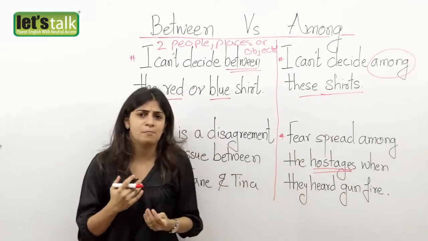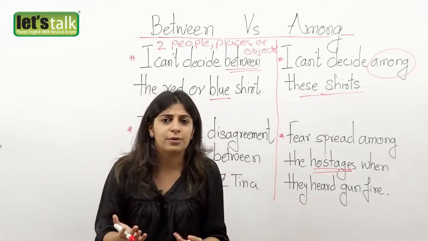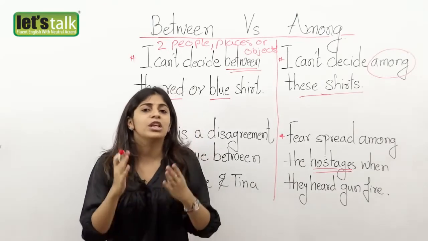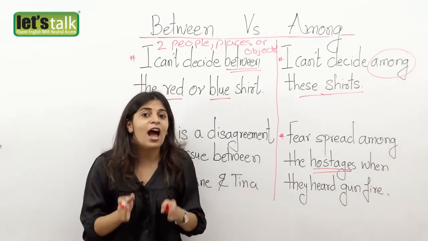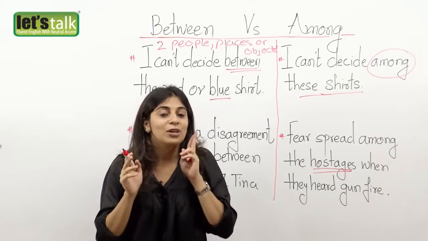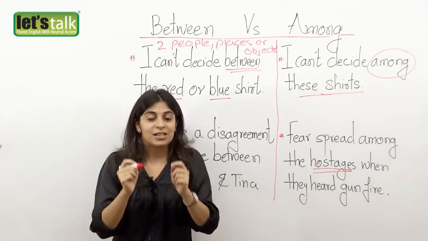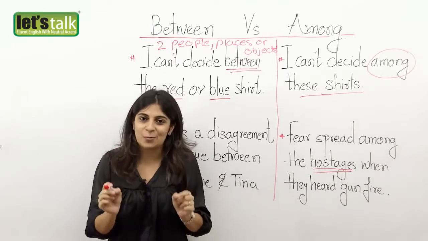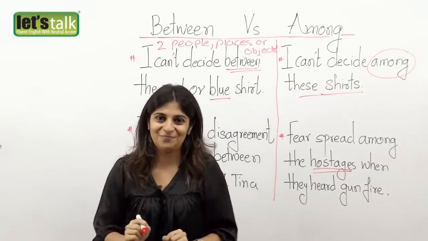Now, if I was about to tell you a secret and I would say, just keep this between you and me. So here I use the word between because only two people are involved, that is you and me. And that's why I use the word between, okay?